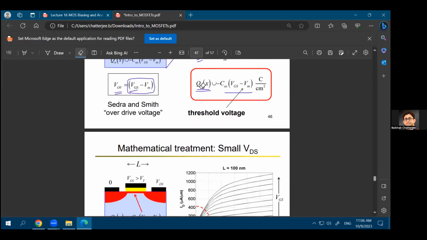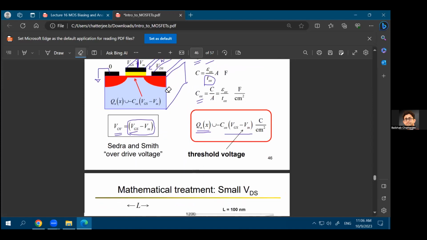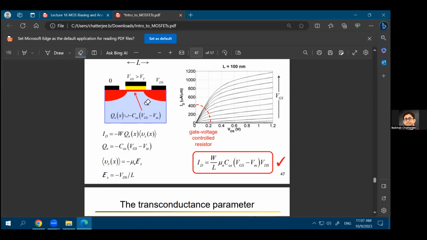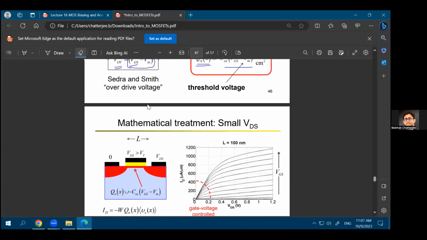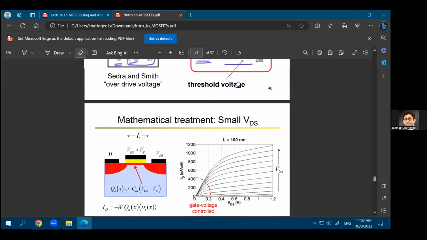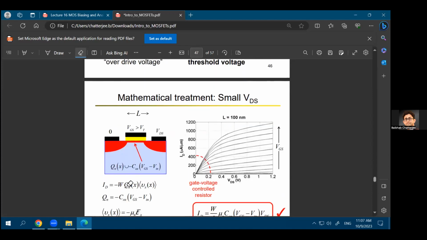Now, if that is the charge that is present in the channel, you can find out what the current in the channel is. For that, what you usually do is that you know the amount of charge that is present per unit area.